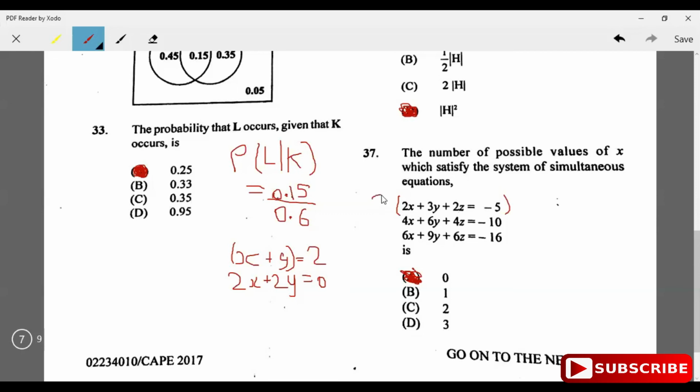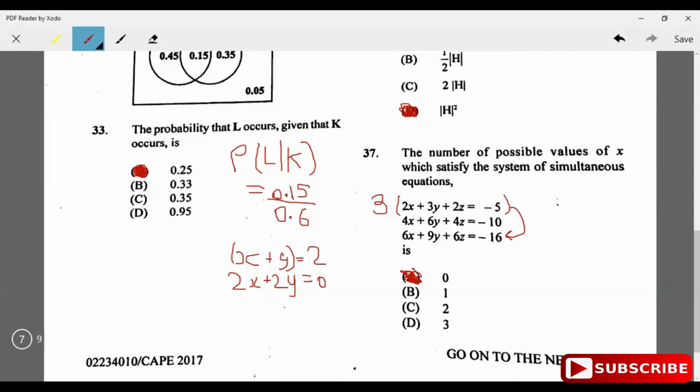So if you were to multiply this first equation by 3 at the top, you should get 6x plus 9y plus 6z equal negative 15. But that one you're not given negative 15, right? I gave something different, and therefore this system is inconsistent, because it makes no sense. So that's what we mean by the system being inconsistent.